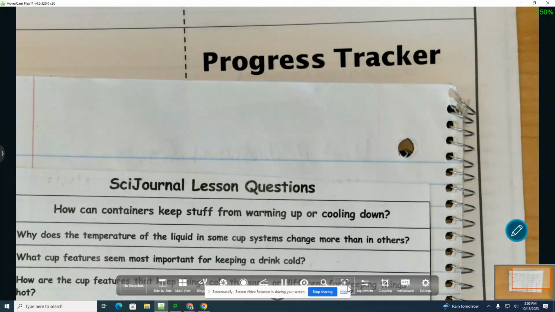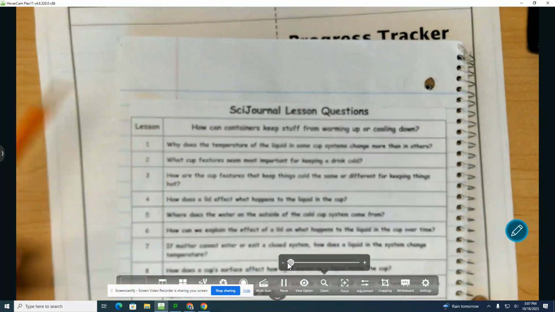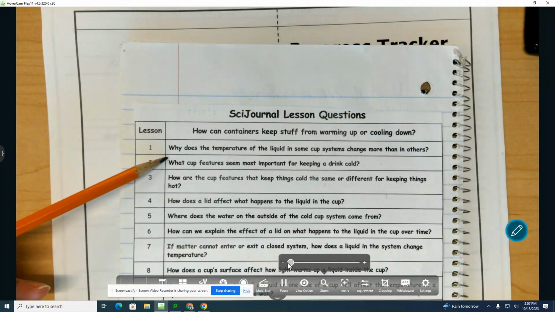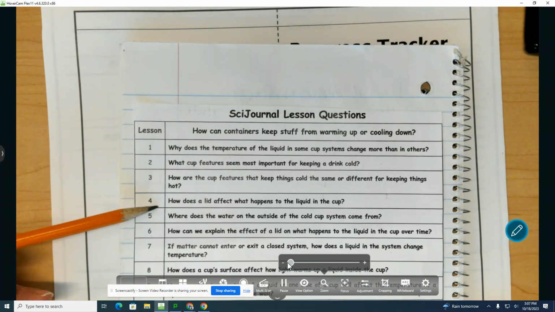So we'll just quickly go through some of the investigative questions. Why does the temperature of the liquid in some cup systems change more than in others? What cup features seem most important for keeping a drink cold? How are the cup features that keep things cold the same or different for keeping things hot? How does a lid affect what happens to the liquid inside the cup?